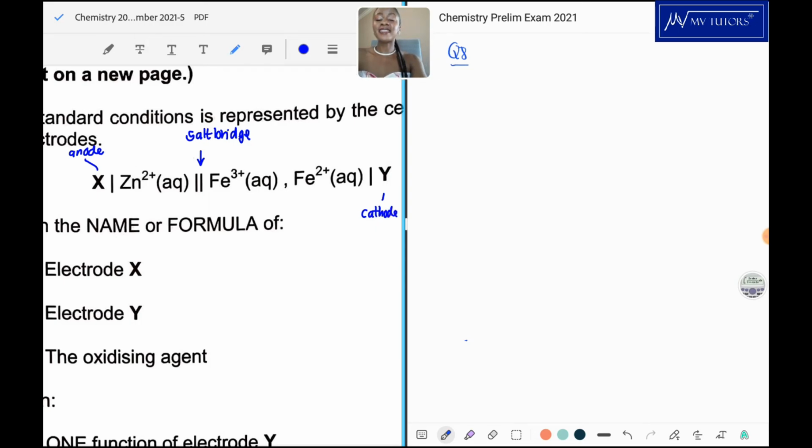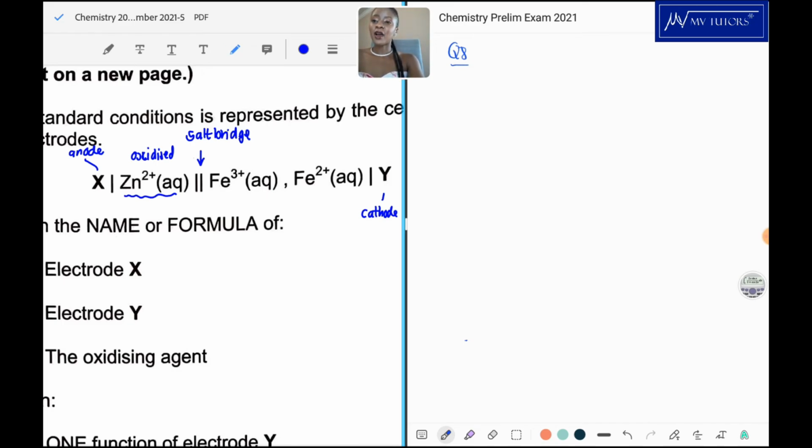Okay, and we know that at the anode, that is where oxidation occurs, whether you have a galvanic cell or an electrolytic cell. So this anode of ours underwent oxidation. Okay, so it was oxidized, and as it was oxidized, it means it lost electrons. Hence, you now have this zinc 2 plus.